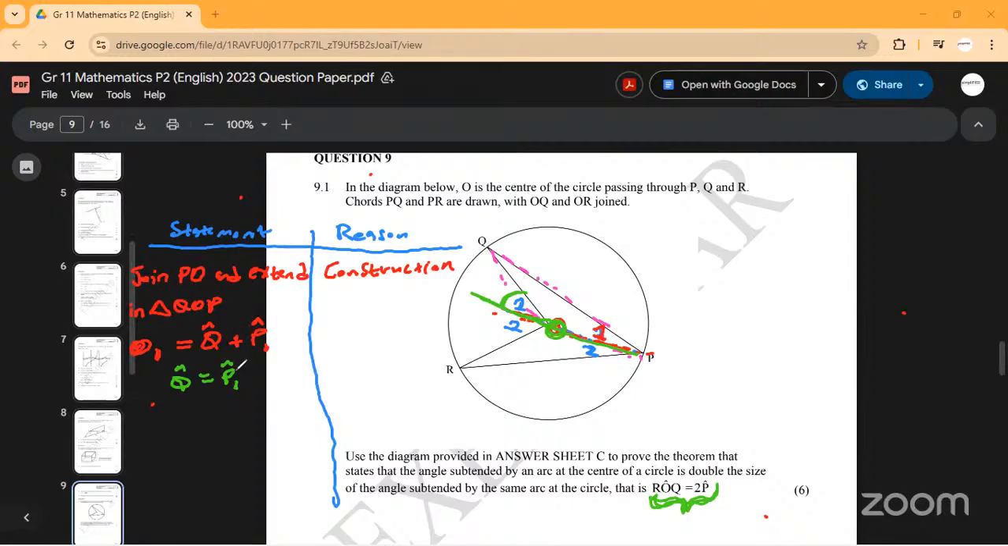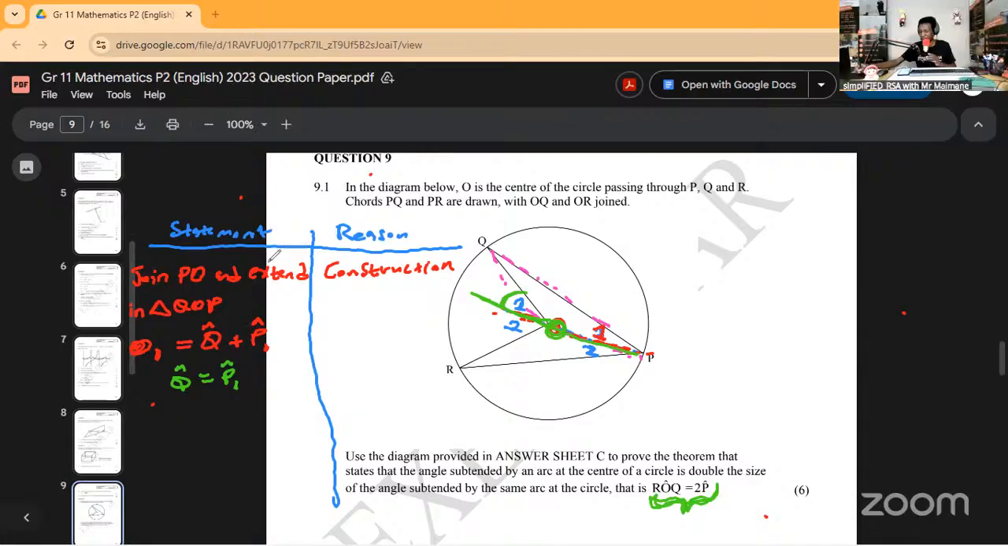Angle Q is equal to P1, isosceles triangle. We're still copying, right? I'm trying to understand before I copy. I'm patient with the understanding part. I'm trying to understand the reasons for these two, the ones that we wrote.